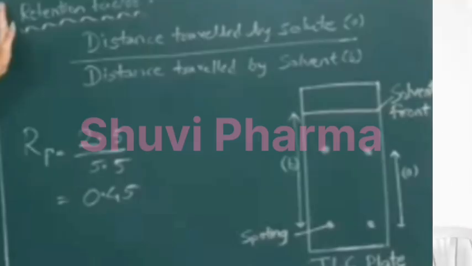That is your caffeine. The distances were measured and the RF value calculated was 2.5 divided by 5.5, which is 0.45. So the final RF value, that is the retention factor of caffeine, was found to be 0.45.